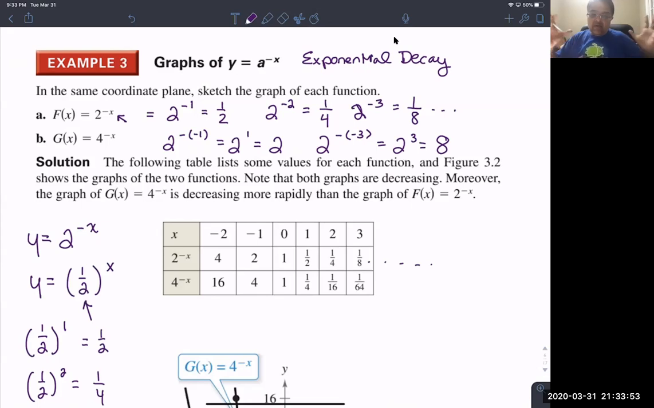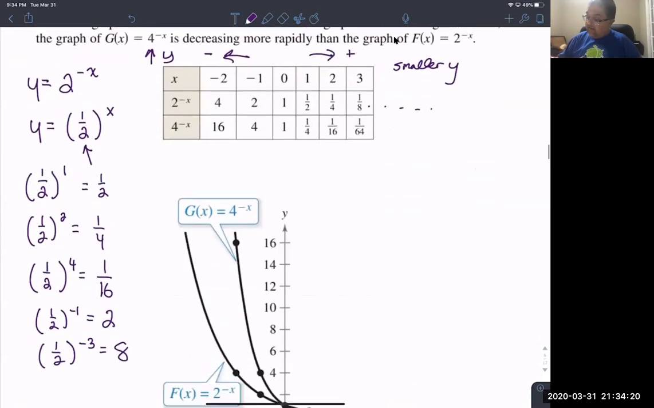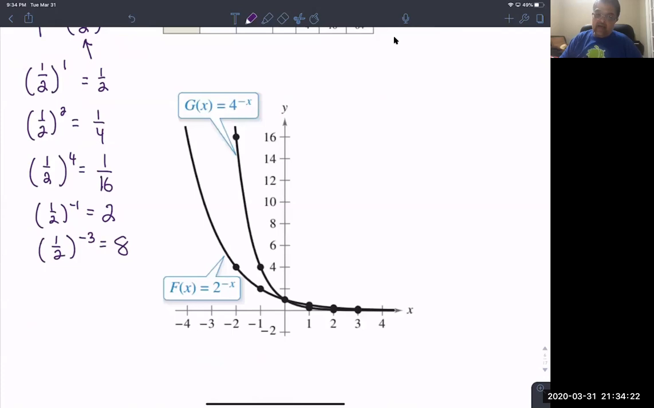the graph gets larger and larger when x becomes more and more negative, but gets smaller and smaller and approaches the x-axis, or 0, as x gets larger. So as x gets larger or more positive, y gets smaller and smaller. And as x gets more and more negative, or goes to negative infinity, y gets larger and larger. So this is the graph of an exponential decay. This is the graph that results when either the exponent is negative or the base is a fraction.